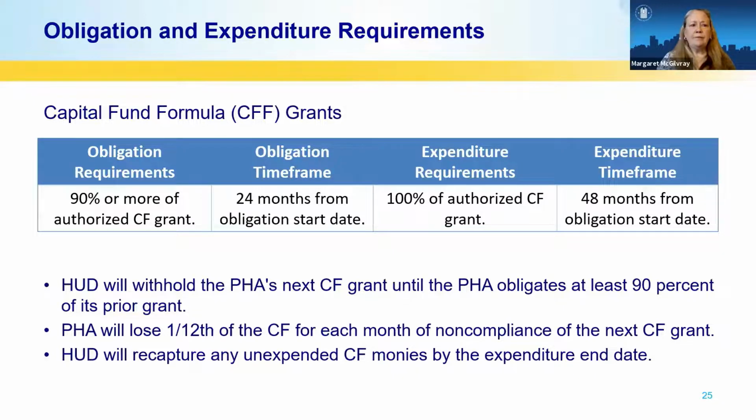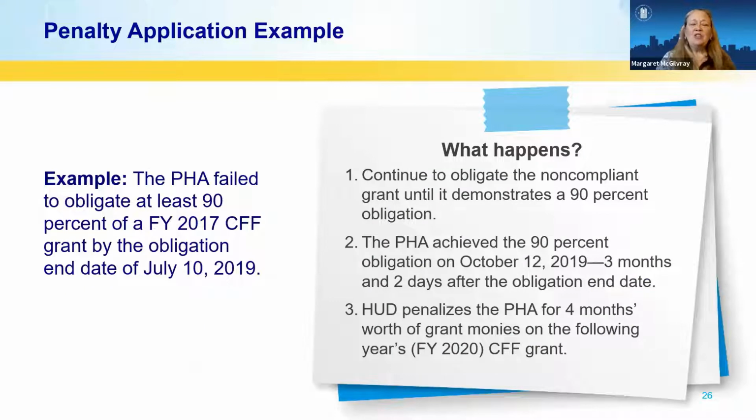Okay, next. So here's an example so that we can walk through this together. In this particular case, the PHA failed to obligate at least 90% of its 2017 grant, we're going to use that as an example, by the obligation end date of July 10th, 2019. So they will continue to incur withholdings until they obligate that full 90%.